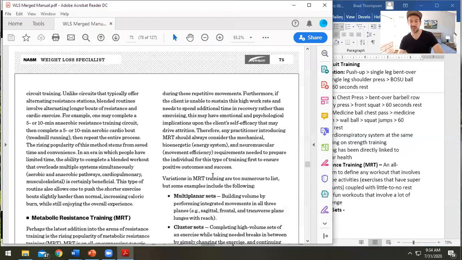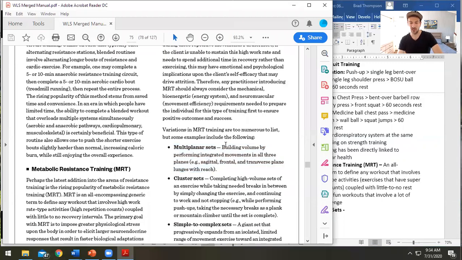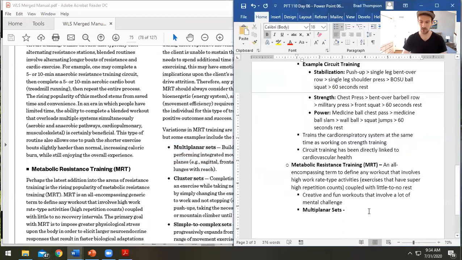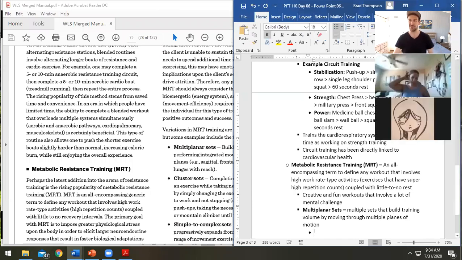Okay, so multi-planar sets are actually going to build training volume by performing a movement in all planes. So this is going to be multiple sets that build training volume by moving through multiple planes of motion. What a multi-planar set would be, this is kind of fun. I really like these because they're really just mentally stimulating. It's like you're going to teach your client, all right, so we are going to do a lunge to bicep curl.